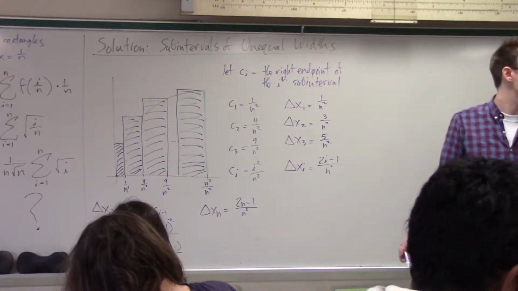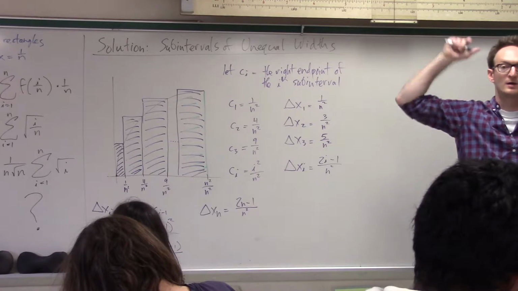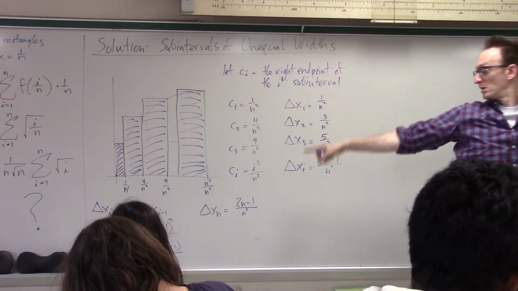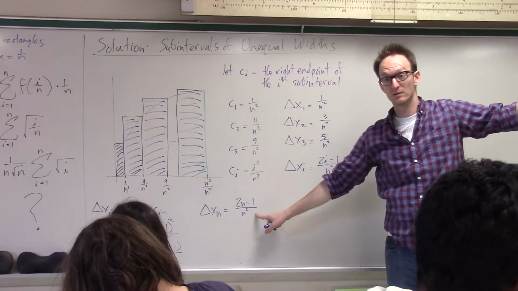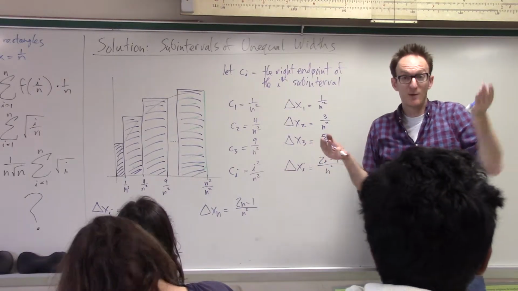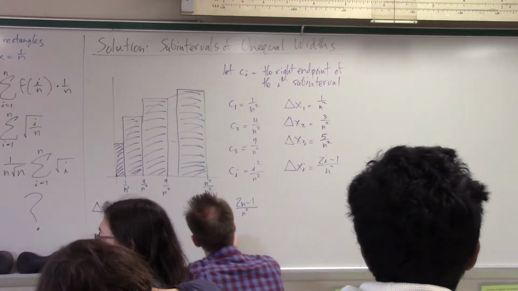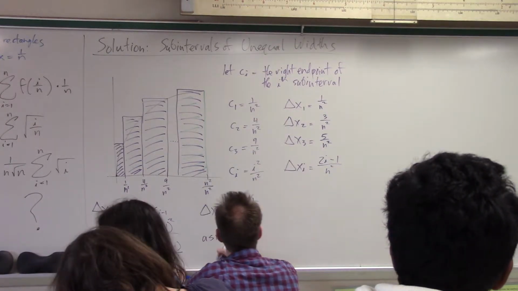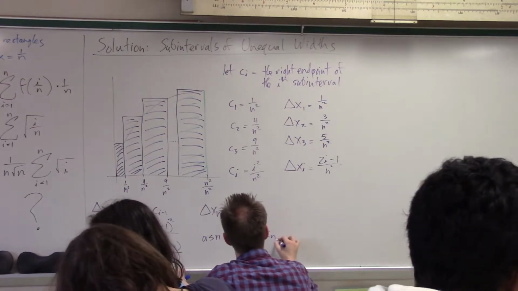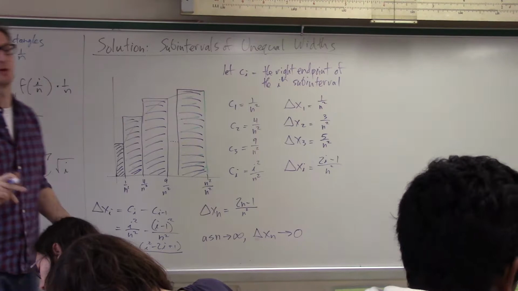So now I'm prepared to answer with math what happens to that rectangle as n goes to infinity. What happens to 2n minus 1 over n squared as n goes to infinity? Yeah, it's really small, like 0, right? Good. Okay, so fact: as n goes to infinity, delta x sub n goes to 0. So even the widest subinterval goes to 0.